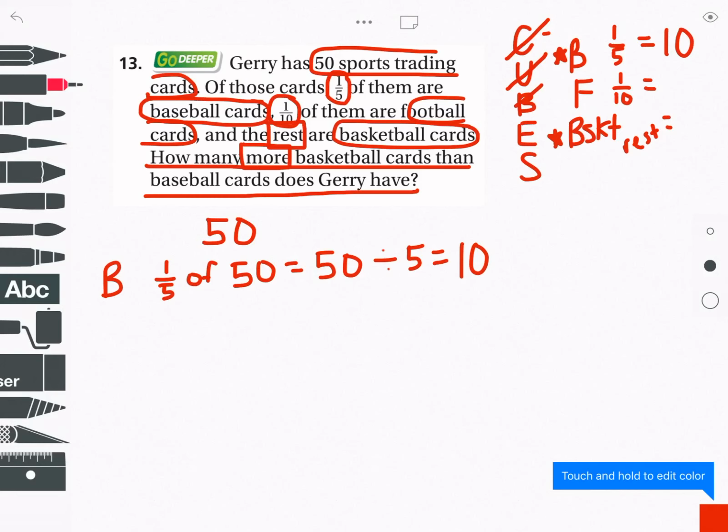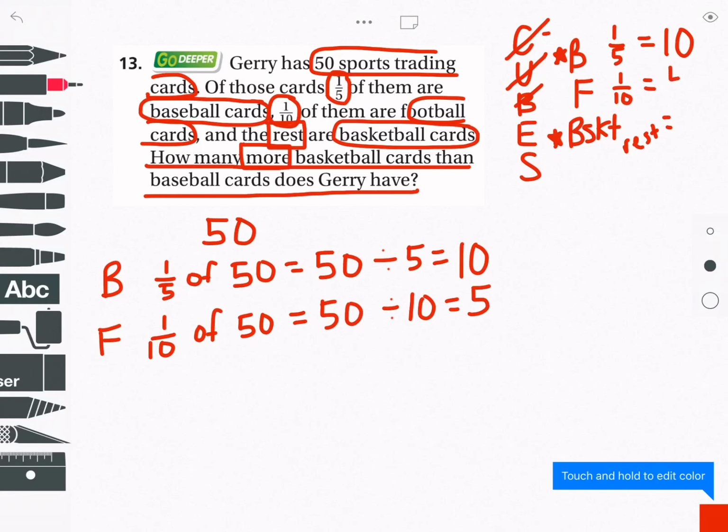Now let me see about the football. Well, for football, he has 1/10 of 50 cards that are football cards, which would be 50 split into 10 groups. Well, 50 divided by 10 equals 5. So 1/10 of 50 would equal 5. All right, so now I know how many baseball cards he has and how many football cards he has.